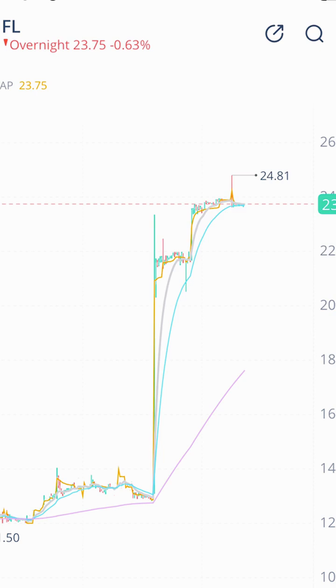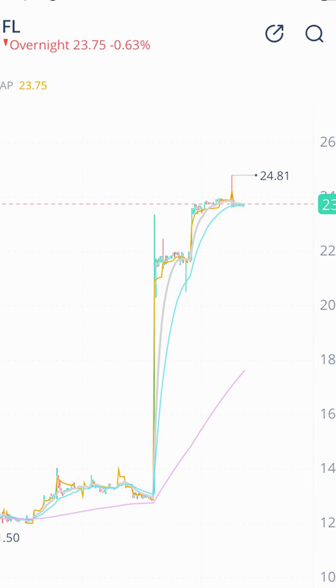Big money understood that was about to happen. Like the hedge funds, they knew that was about to happen. So they got to buy a lot of shares at $12, right? Let's say you had $120 and you bought 10 shares of Foot Locker when it was $12. When it goes up to $24, your money doubled. Let's say you bought $1,000.